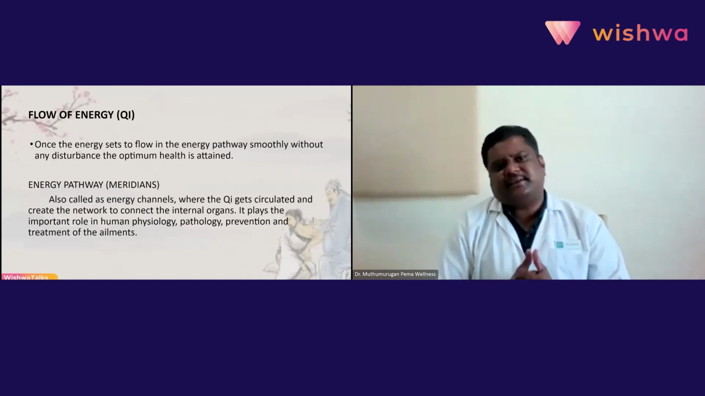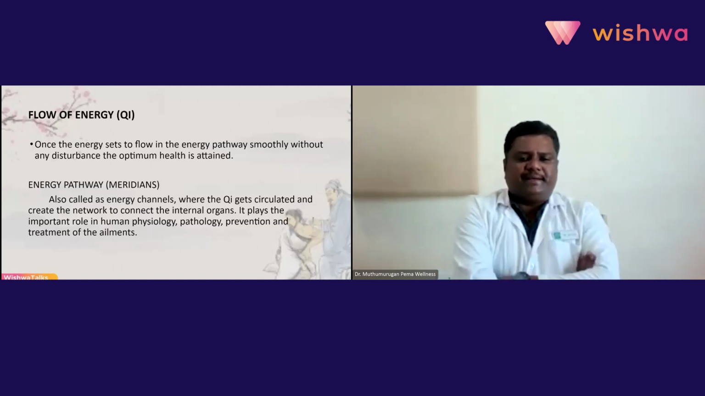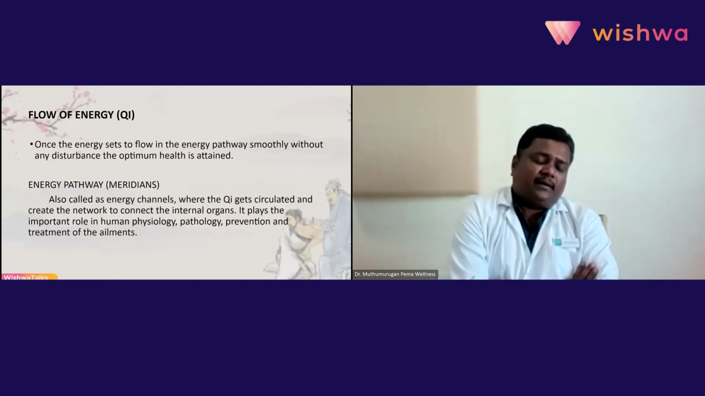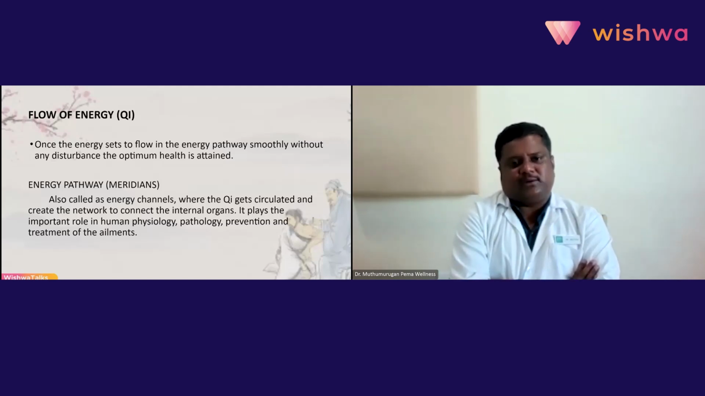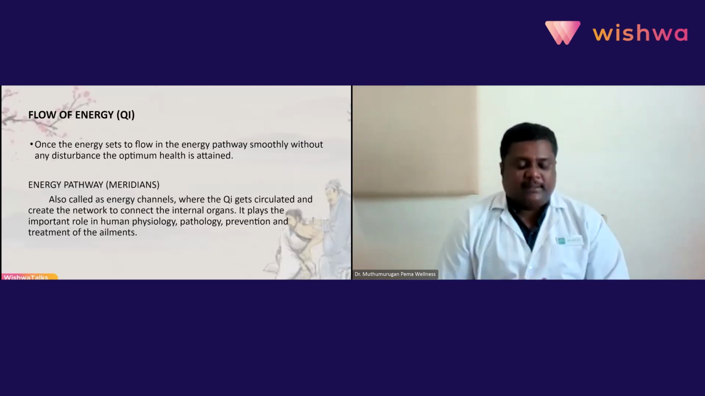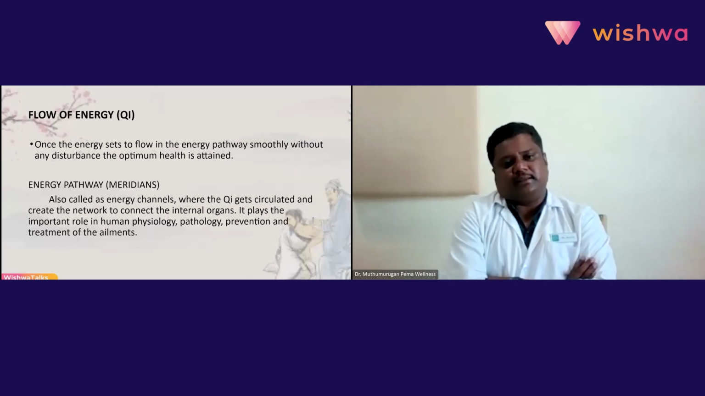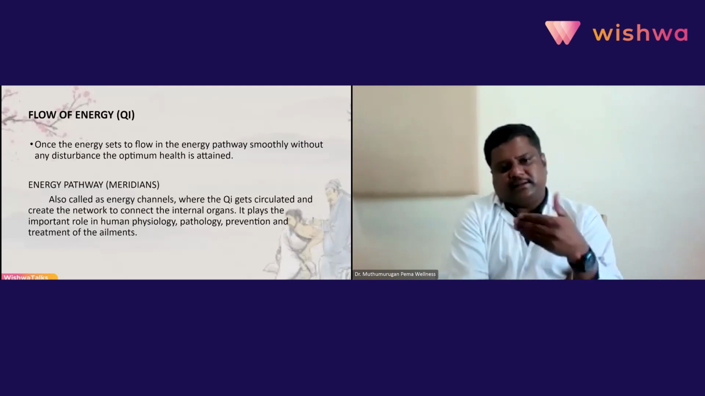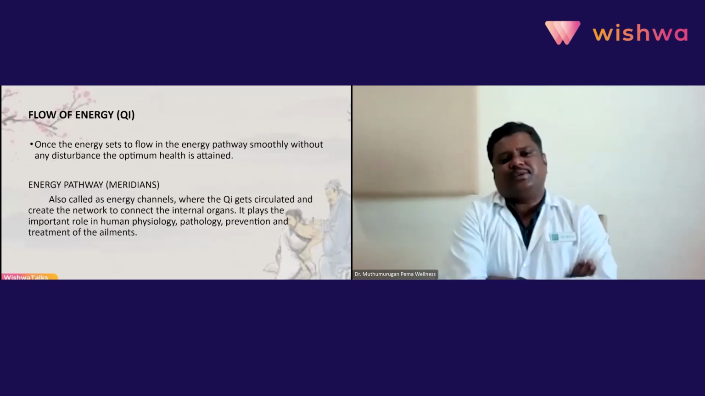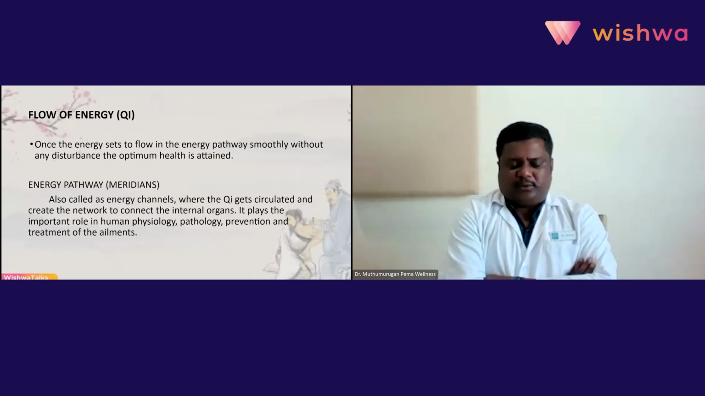How does that energy travel? It is called the energy pathway, and the name is meridians, where the energy, in yoga, is called nadis. Where the energy travels, they interconnect and reach each and every cell of the body after the energy is produced by the human body. So it gets transported and distributed to each and every cell of the body. So a particular pathway is there.